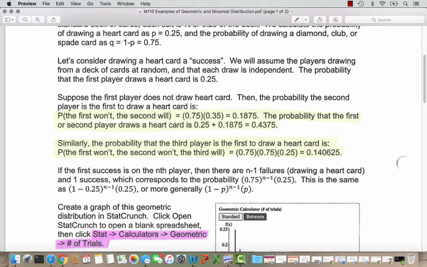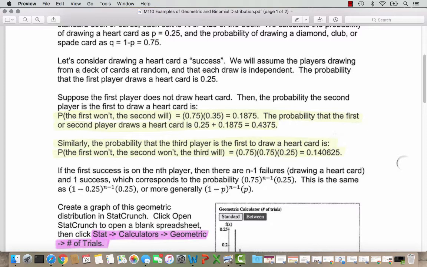So the probability that the first is not going to draw the heart, that's a 0.75 chance, and then the second does is 0.25. And so you can check, if you multiply, you get 0.1875. So we say the probability that the first or second player draws a heart card is 0.25 plus 0.1875. So we're starting with the 0.25 because that's the chance that the first player draws a heart card, 1 out of 4. And then we add up the probability that the second draws a heart card if the first doesn't. So when we add those up, we get 0.4375.